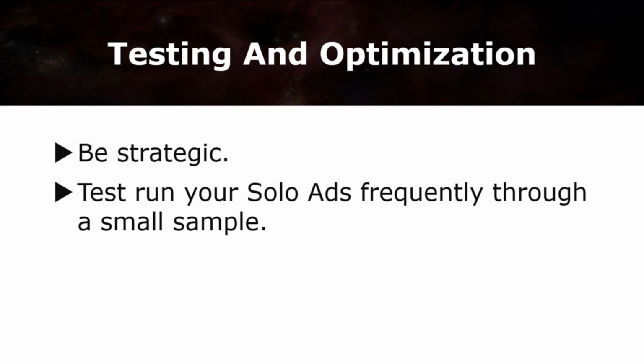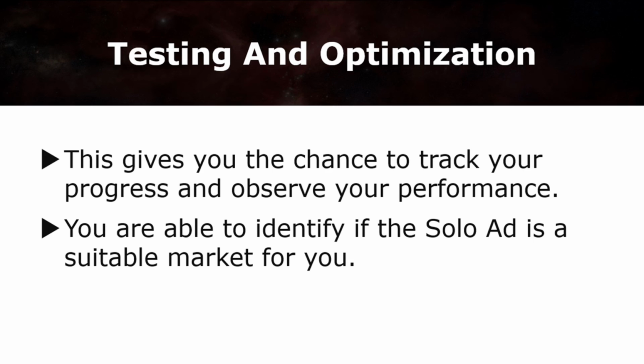For instance, when you have found a particular mailing list that suits your market and the sample size is 100,000, what should you do? For the first run, you should try only to take 10% of the solo ad block, which means you select 10,000 lists from the entire block. This gives you the chance to track your progress and observe your performance. You are able to identify if the solo ad is in fact the suitable market for you.